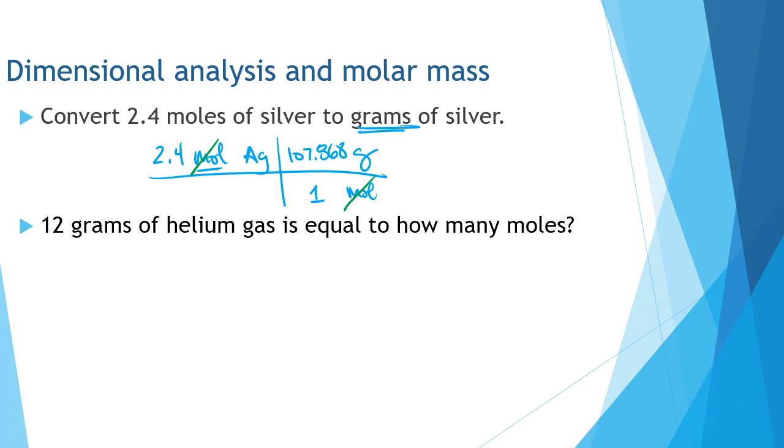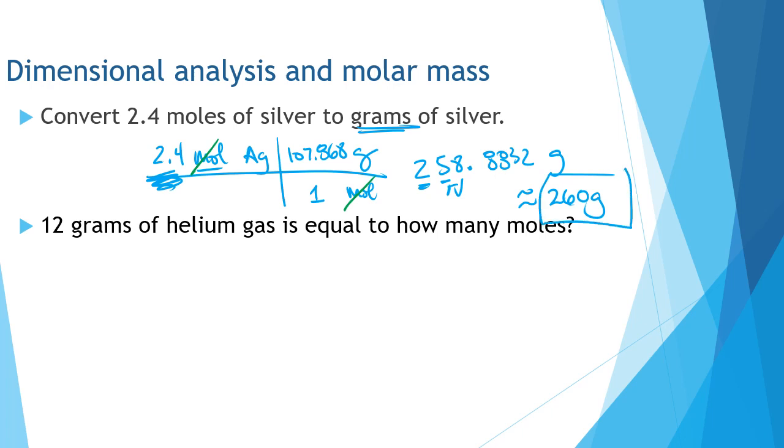So I'm going to multiply across the top. 2.4 times 107.868 divided by 1 gives us a grand total of 258.8832 grams, but I'm going to keep only 2 sig figs. So keep 1, keep 2. That 8 rolls that 5 up to a 6, and so our final answer is 260 grams of silver.